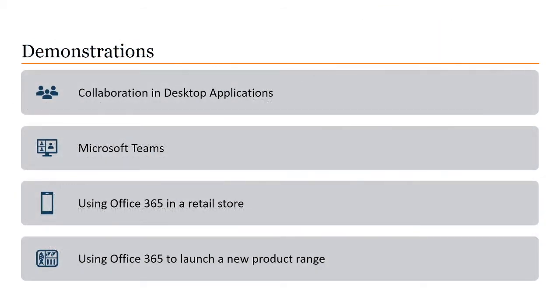So we're going to walk through four demonstrations that are based on scenarios in a fictional retail business where we've got a requirement to collaborate within a retail store environment. We're going to look at collaboration in the well-known, well-loved desktop applications for Office 365. We're going to look at Microsoft Teams, what Microsoft Teams is. We're going to look at how we might use Office 365 in a retail store, and we're going to look at how we might use Office 365 collaboration tools to support the launch of a new product range.